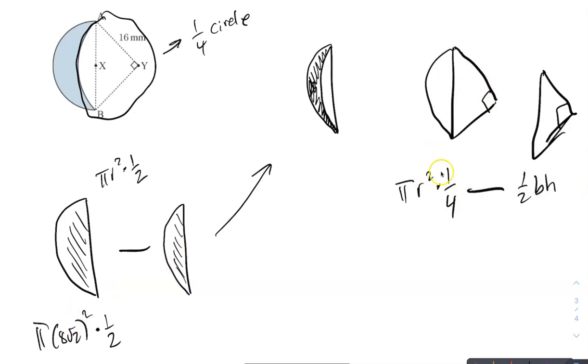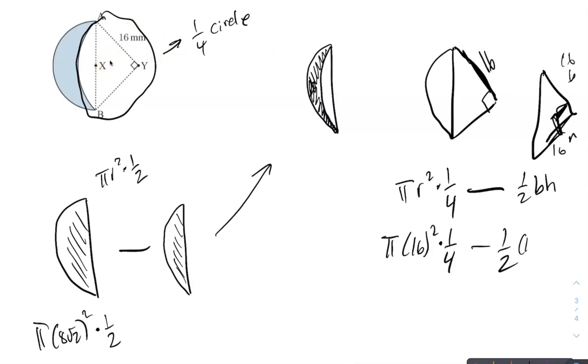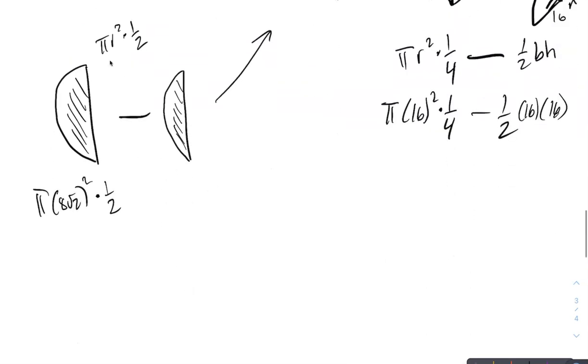So in this case, my radius is this line there, which we know is 16. So it's going to be pi times 16 squared times 1/4 minus 1/2 base times height in a triangle. The right angle always tells you the base and the height, so it doesn't matter which one's which. One of these is the base, one of these is the height. In our case, both are radii, so they're both 16. So it's times 16 times 16.